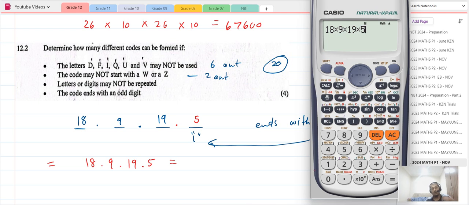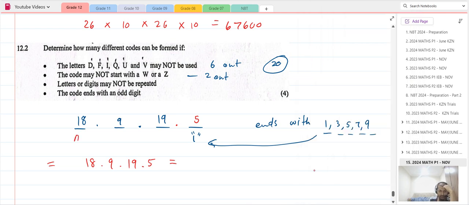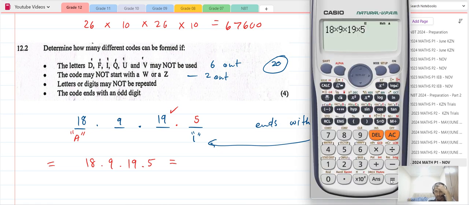Why do we have 18 here? Because we have 18 options here. If I use up one of the letters, A, I've got 20 minus one, so I've got 19 options here. Yeah, because it can't start with W or Z, but it can end with these. Okay, so that's what I have. I've got 15,390.